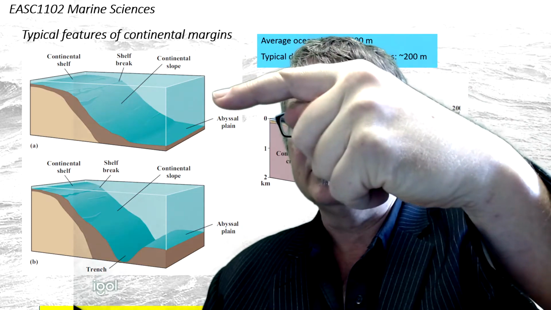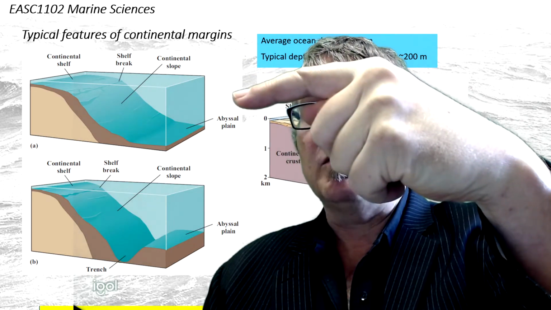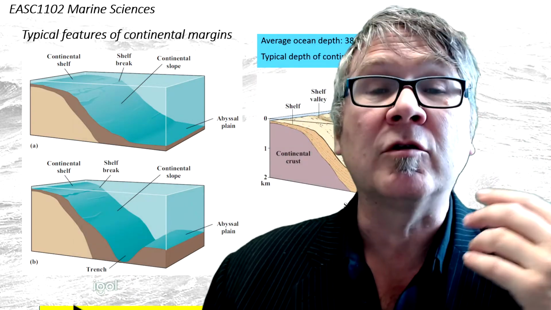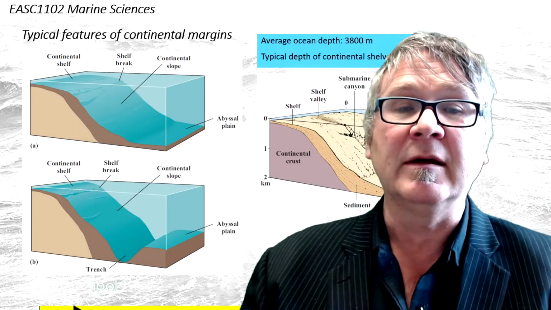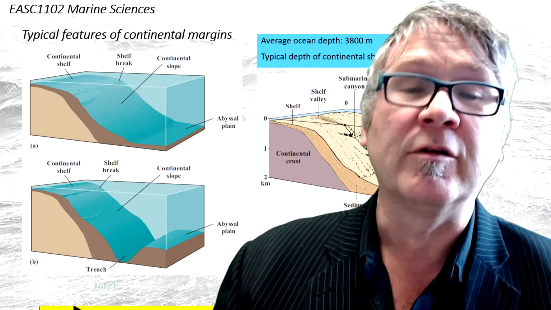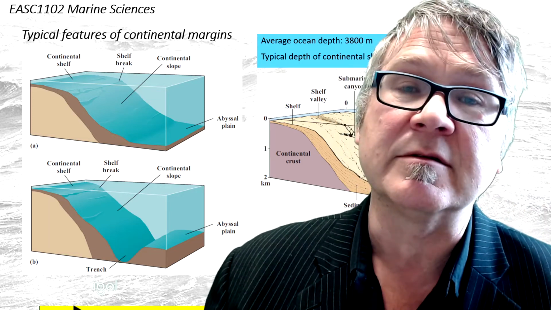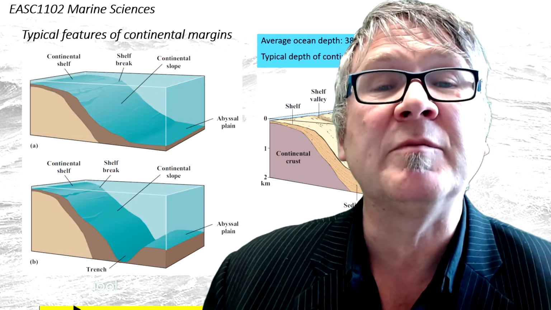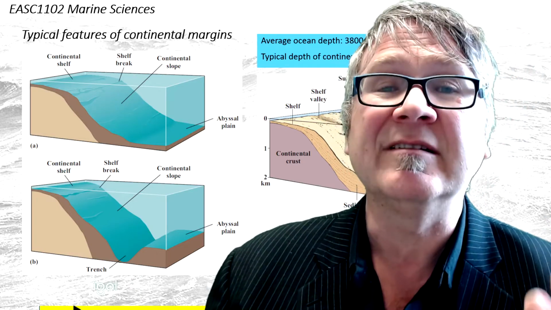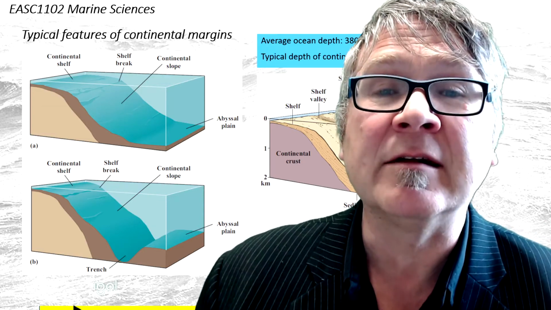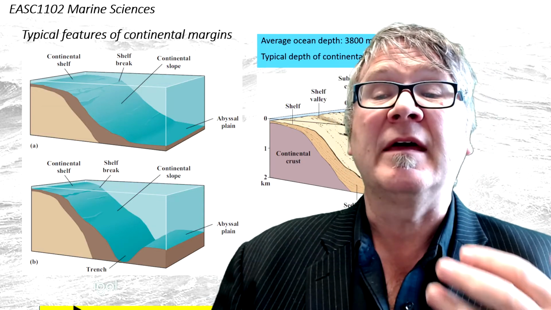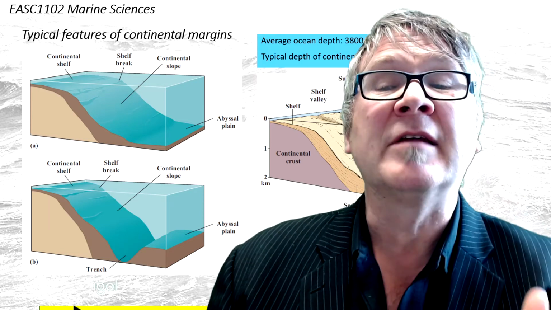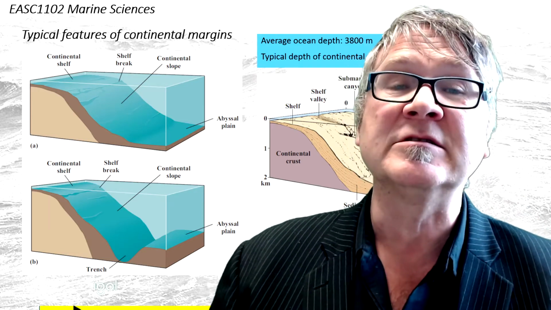You can see in this figure, near the coast we have something called the continental shelf. The typical depth of continental shelves is 200 meters. In some regions it's less, in other regions it's a little bit deeper, but 200 meters is a typical depth for continental shelves. Then there is a region where the continental shelf turns into the continental slope.